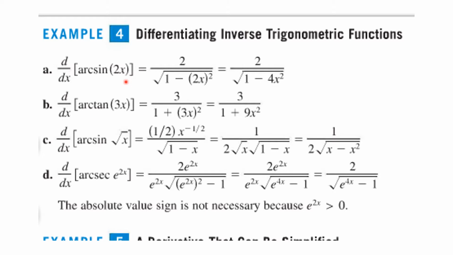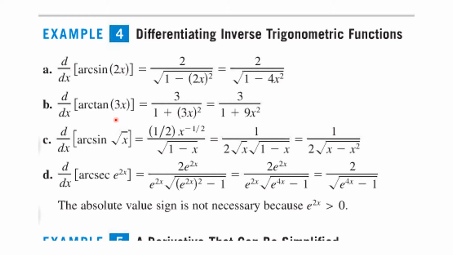Well, here you see it is a chain rule because this is the arc sine of u, where u is 2x. So the derivative is going to be the derivative of the arc sine, which we've now memorized: arc sine of u is going to be 1 over the square root of 1 minus u squared, times du dx, which is 2. And we could simplify that by noting that 2x whole squared is 4x squared.